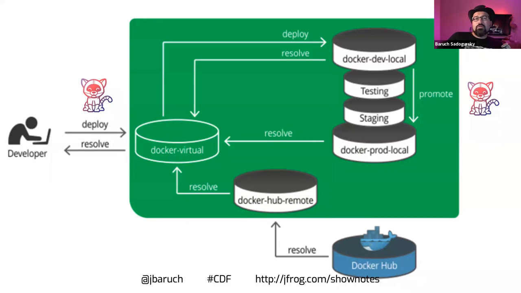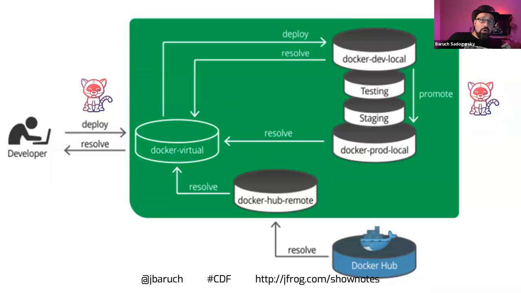And then we have this Docker virtual, which is also a special kind of registry. This registry groups different registries under the hood. So, for example, it groups all of them in order to expose to our developers all the images that exist in the system, because they need to work with all of them and make changes to all of them. But when the developer, or your CI server, deploys a newly created image, it will always be deployed to Docker dev local, the start of the pipeline.